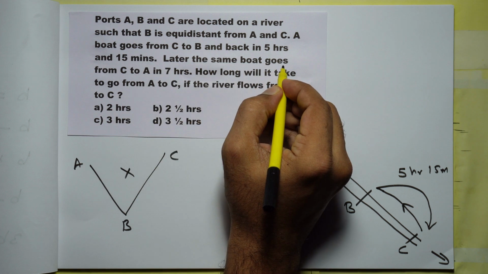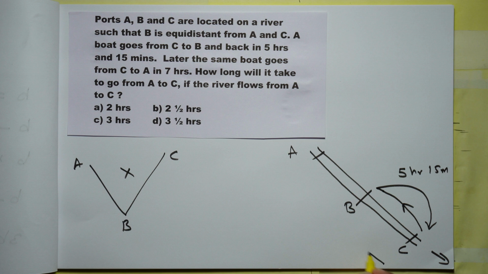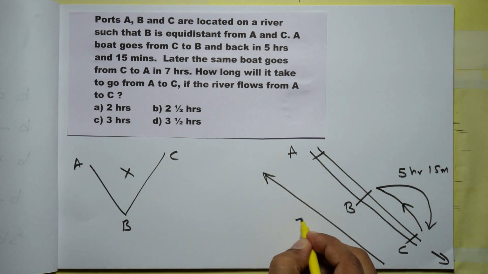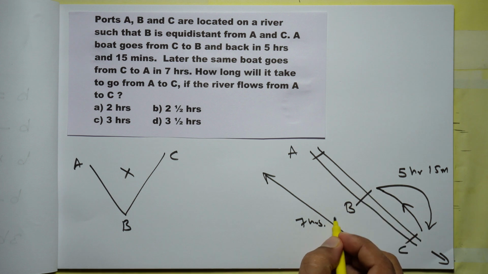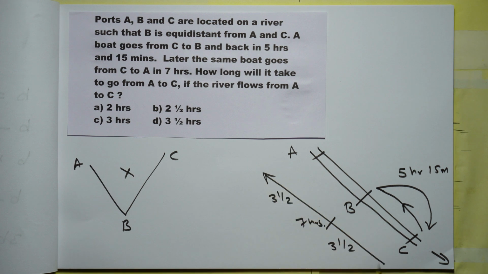Later, the same boat goes from C to A in 7 hours. It goes from C to A upstream. Altogether, it takes 7 hours. Now, we know that B is the midpoint. So, C to B must be 3.5 hours. B to A must be 3.5 hours.